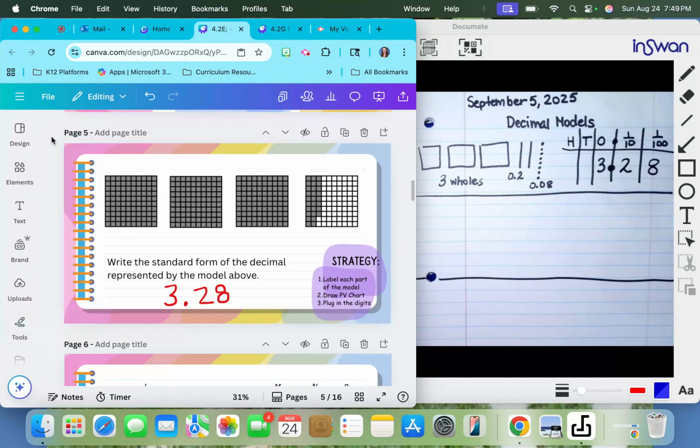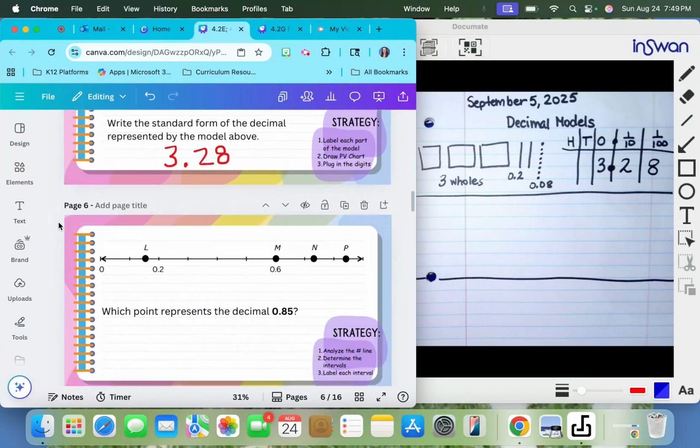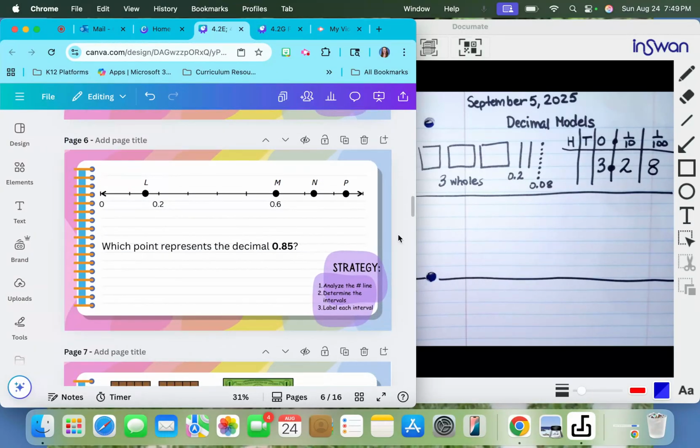Excellent job. Let's take a look at our next question. With this question, we are going to be modeling decimal numbers using a number line. It says, which point represents the decimal 85 hundredths?